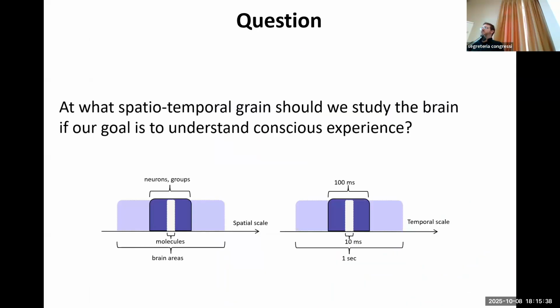And so the question for us is, if our goal is to understand consciousness, at what scale should we be studying the brain? We could look at neurons, groups of neurons, molecules, brain regions, but not just spatial scale. All of these things have their associated temporal scale too. Do we want to look at activity on the scale of seconds, milliseconds, tens of milliseconds, picoseconds? Where should we be looking if we want to study consciousness? That's the question.